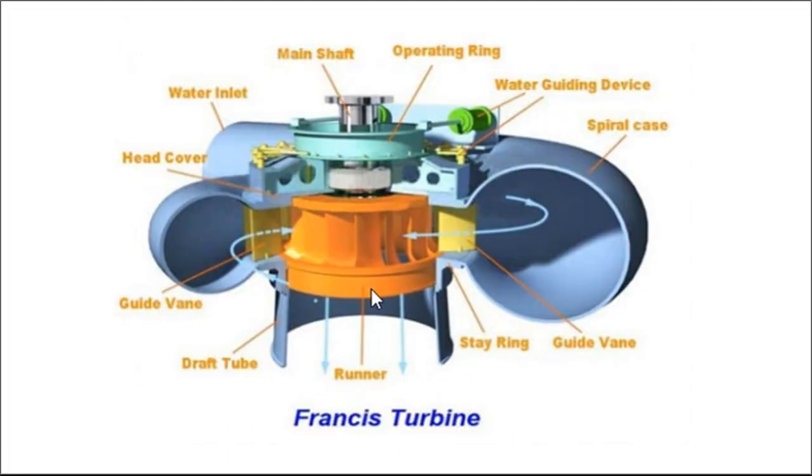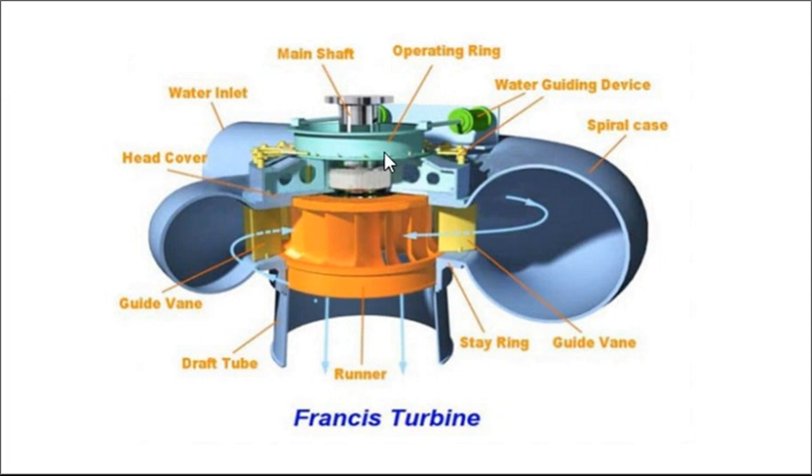Now you can see the constructional features. First is the spiral casing. Water will enter like this, then it enters the guide vanes, and then it enters the runner. Partial conversion of pressure energy into kinetic energy takes place in the guide vane, and the remaining conversion takes place in the runner. Water enters in the radial direction and exits in the axial direction. That's why it is known as a mixed flow type of turbine.